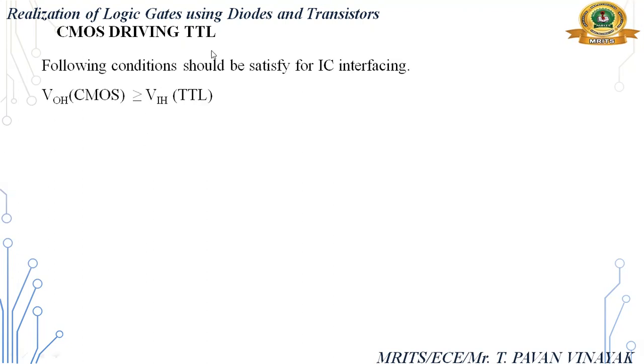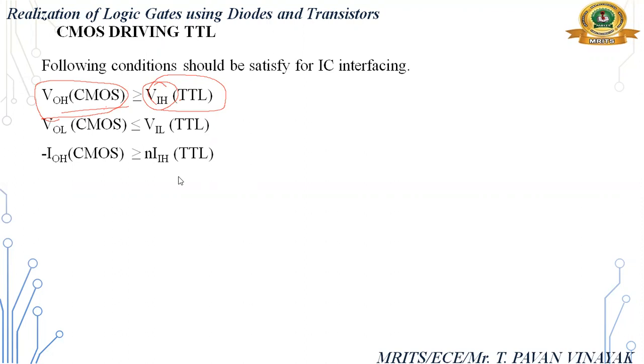First one: VOH of CMOS must be greater than VIH. This is the first condition. Second condition is VOL is less than VIL. And the third one is minus IOH greater than N into IIH. What is N? Here N is the fan-out. I am using CMOS, and this output is used by several gates of TTL.